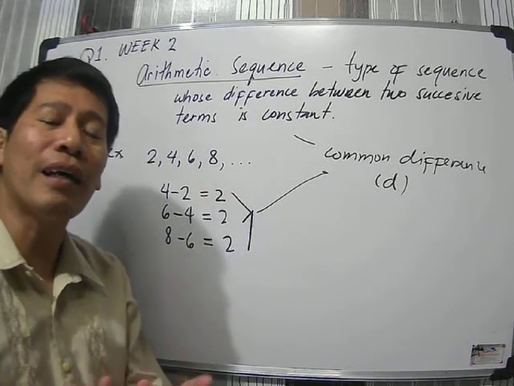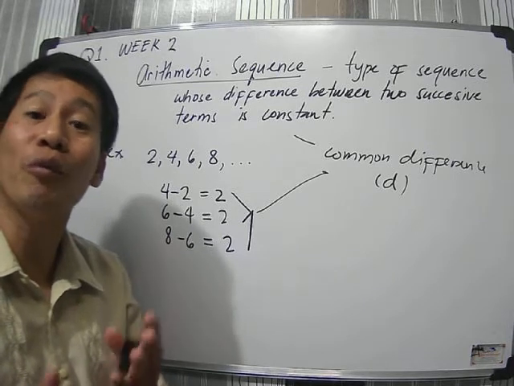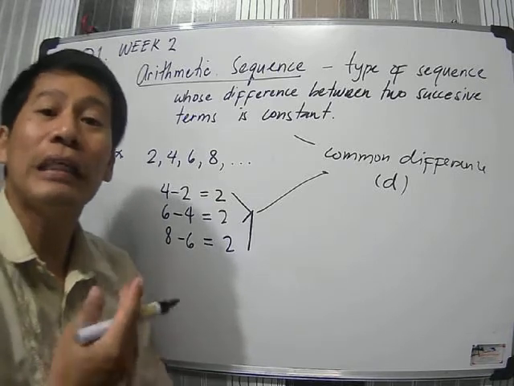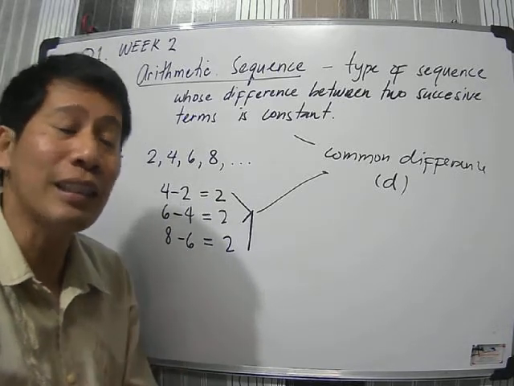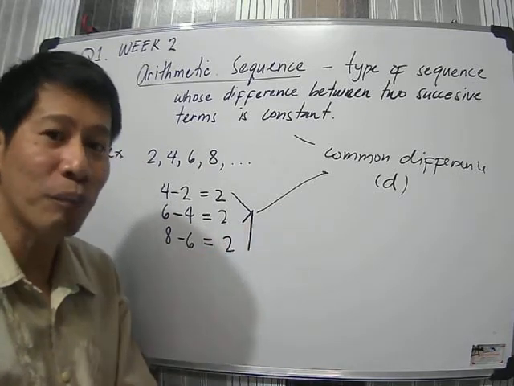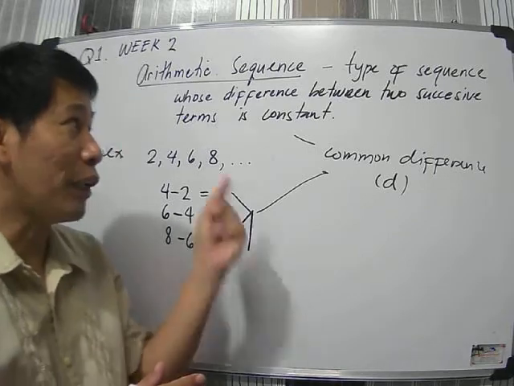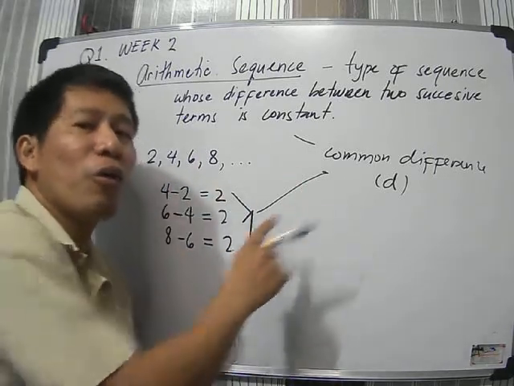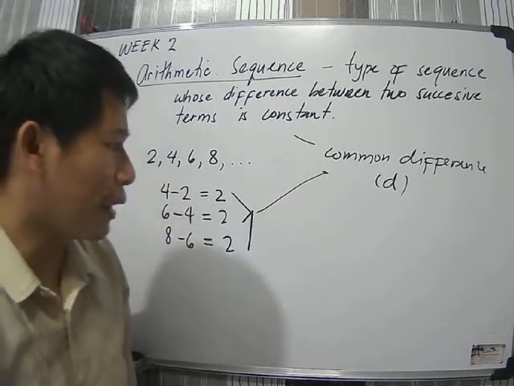So, ganyan lang ang gagawin ninyo in your learning task 2.1. So, meron kayong mga sequence and then you will determine whether the given sequence is an arithmetic sequence or not. So, ulitin natin ha. Paano malalaman na ito ay arithmetic sequence? Tingnan kung mayroong tinatawag na common difference. Okay. So, let's have another example.